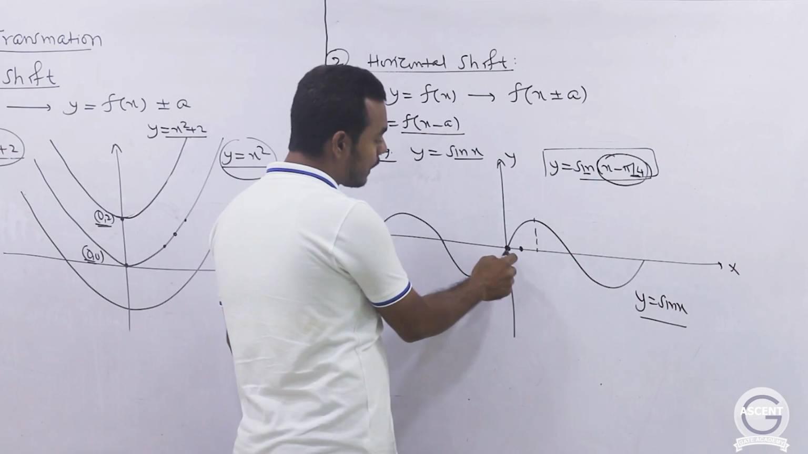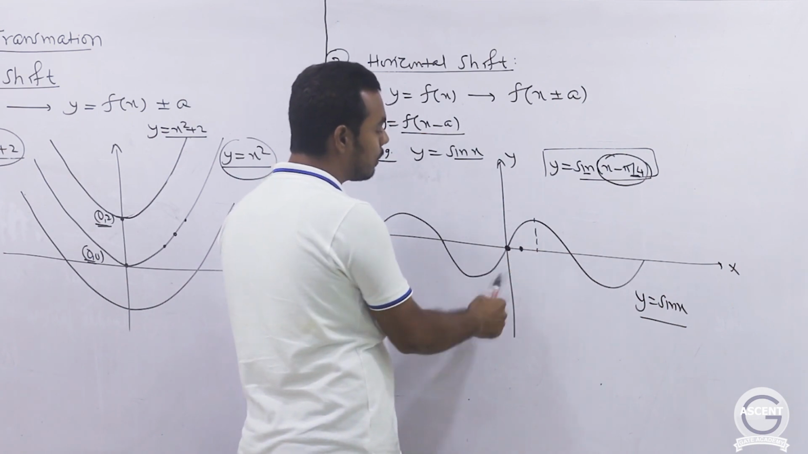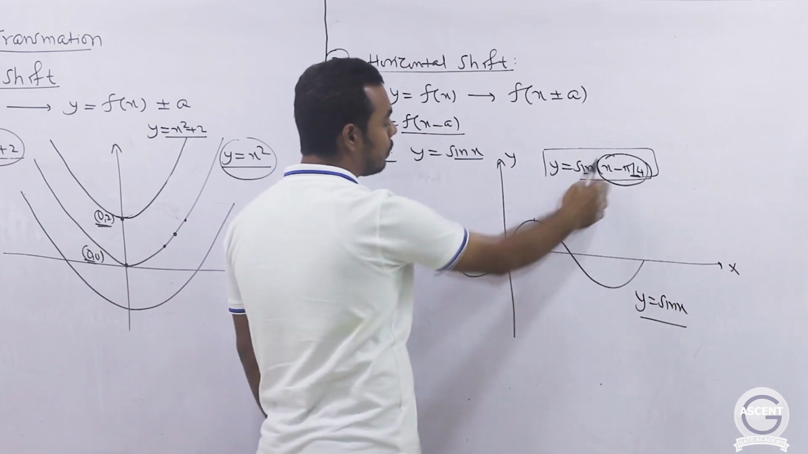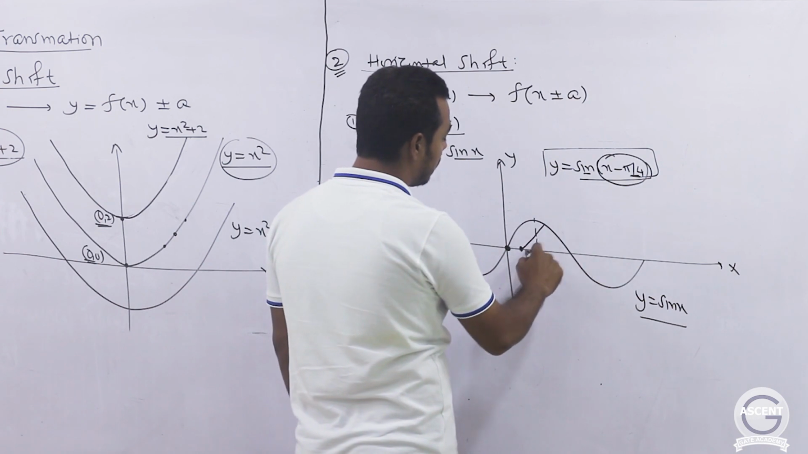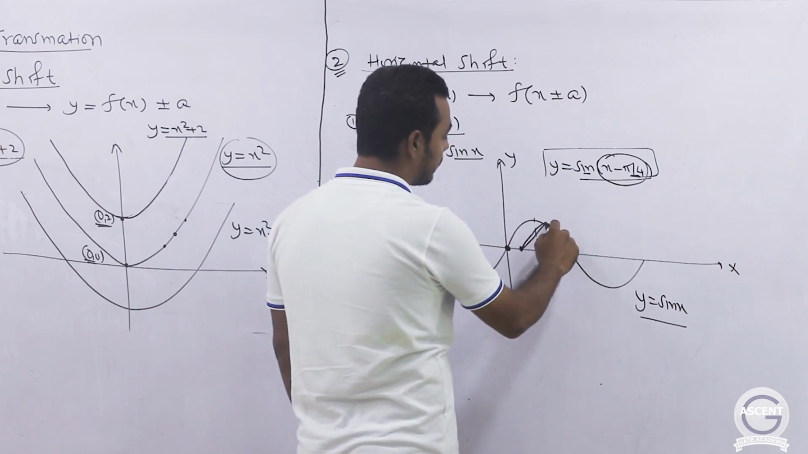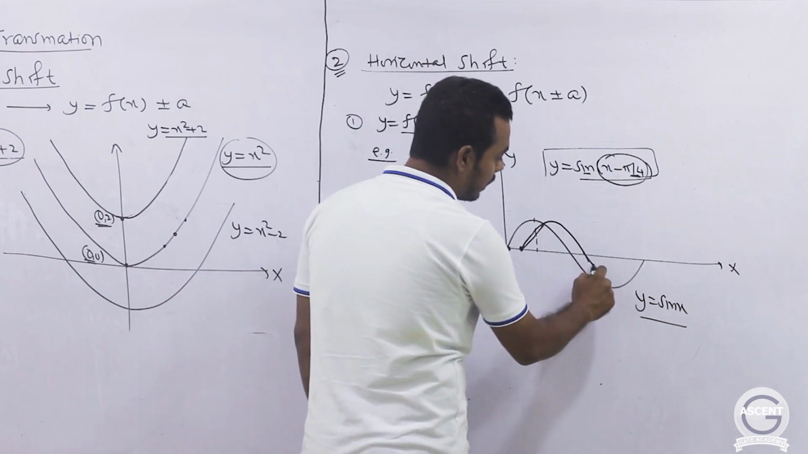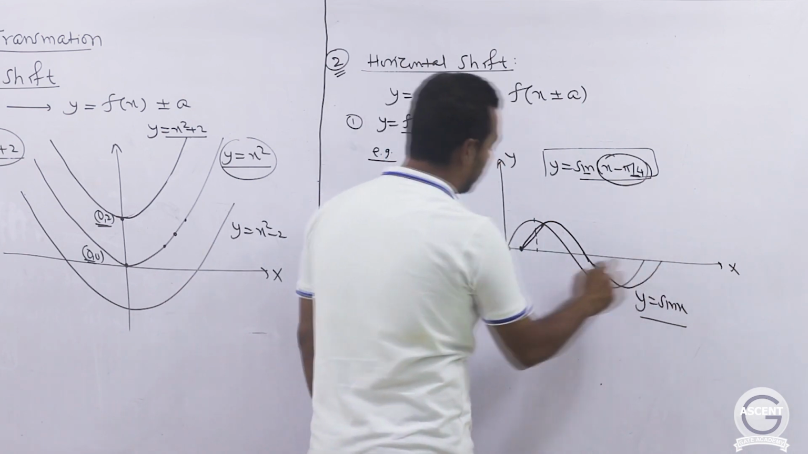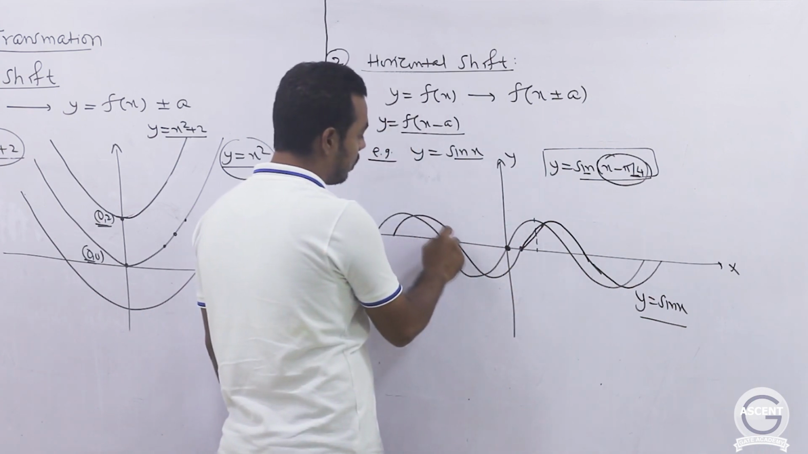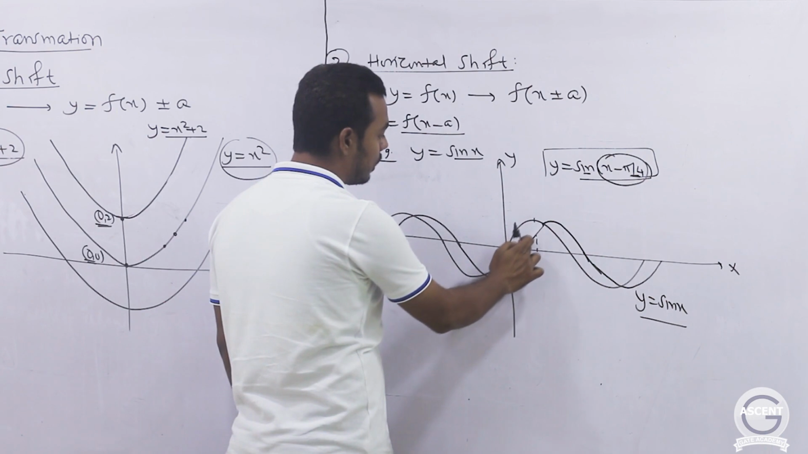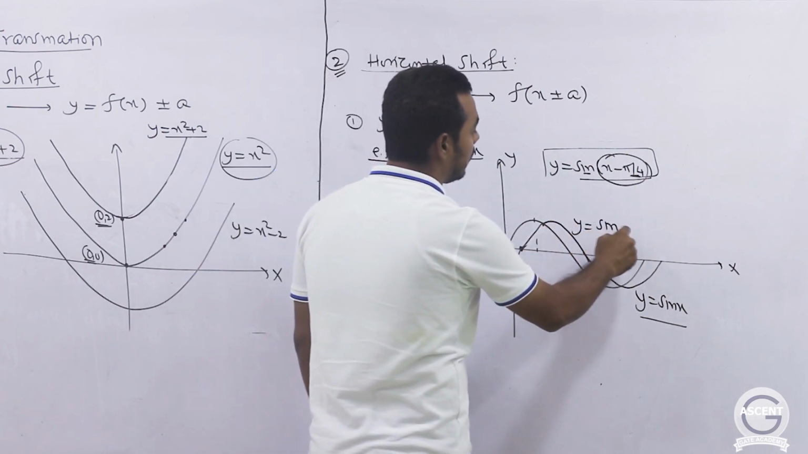Similarly, so what is happening? This point is shifted to here, and similarly all the other points will also shift by pi by 4 units towards the right side. So now the graph of this function will be, you will get a graph something like this. It will be parallel to this graph. Okay, let me draw this graph. You will get a graph something like this. All the points on this graph, this is your new graph of the function y equals sin(x minus pi by 4).